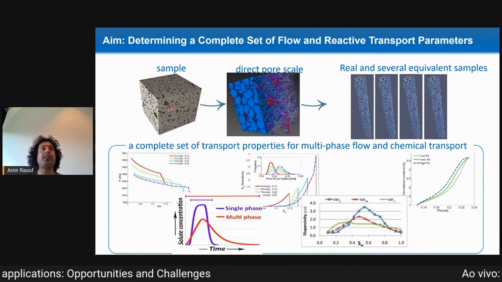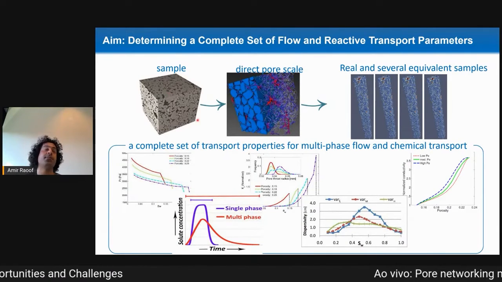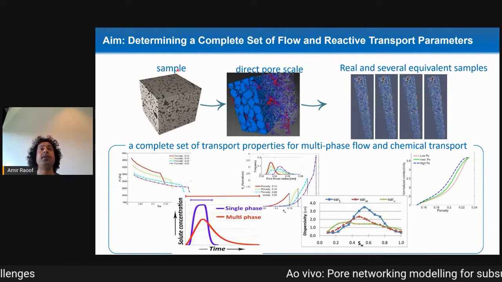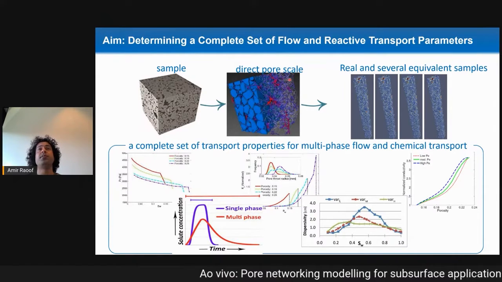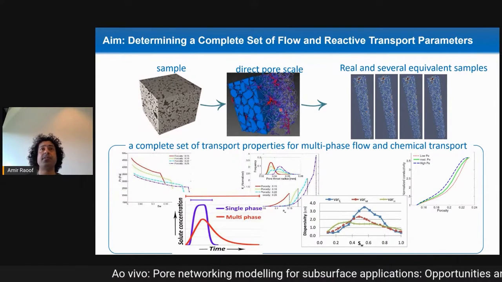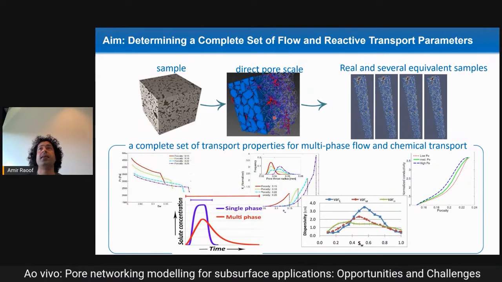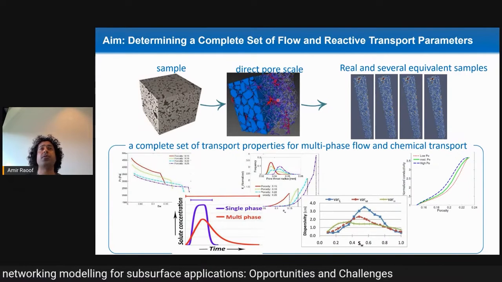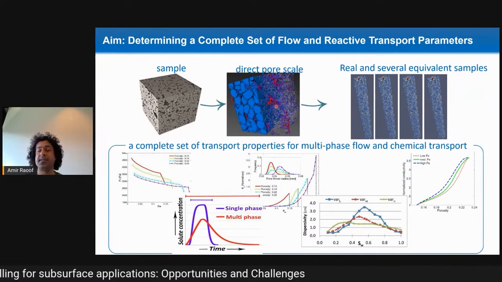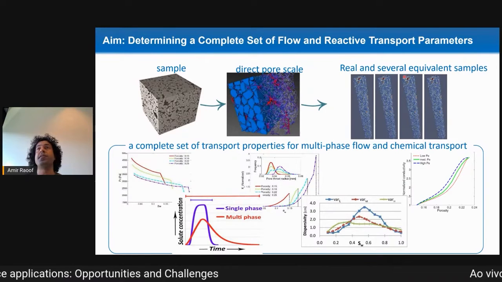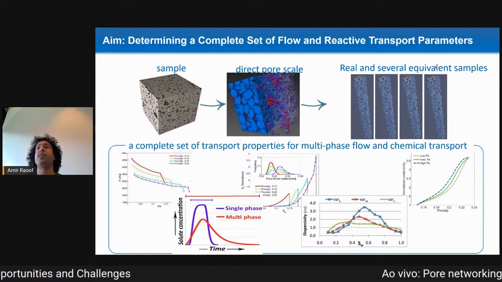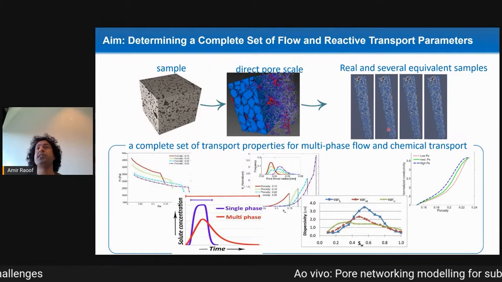Therefore, the whole strategy is summarized here: you have a sample, you can image it, you can perform pore network modeling on the image of this. And I call it direct mapping. So you have an image of rock and you simulate based on that. Another step is that you can go further and make many equivalents of that sample and also simulate using them.